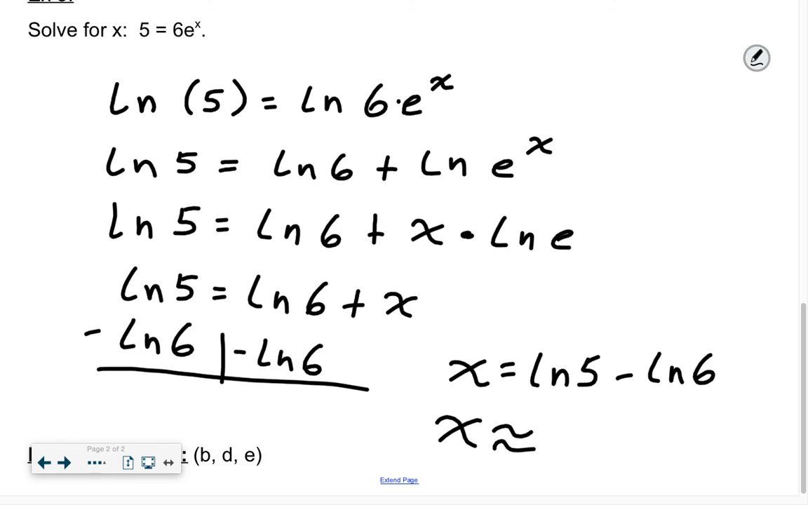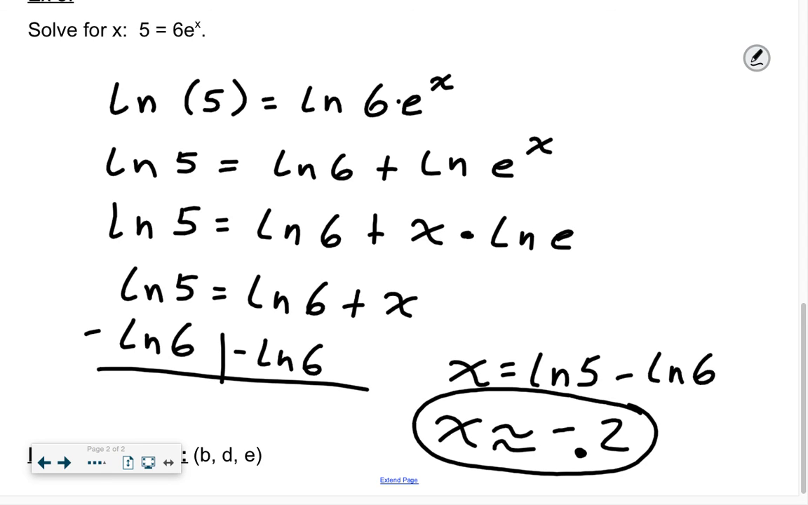And again, the calculator will take it from there. Round to the nearest tenth. Make sure you use the natural log button, not the log. Make sure you're able to come up with -0.2 or -0.18.